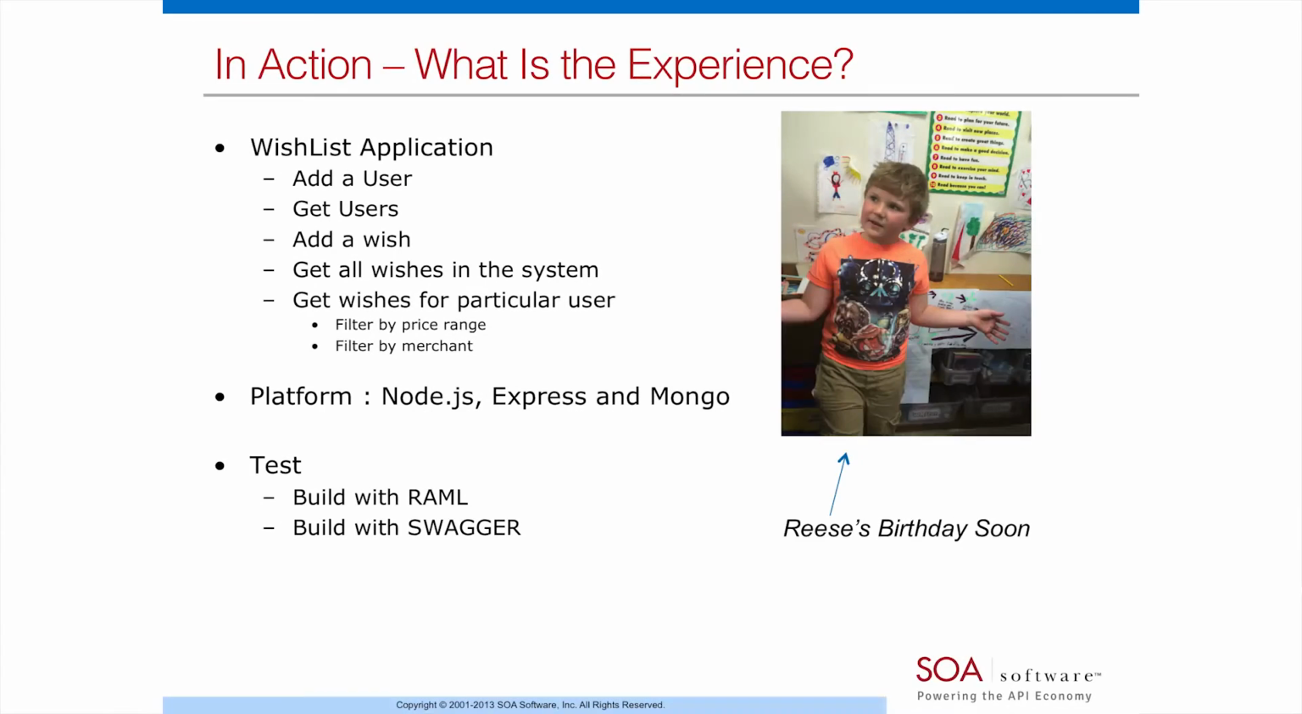So I'm like, okay, well, I need to create an API. I'm going to do it very simple. I'm going to have add users, add a wish, get all wishes in the system, get a wish for a particular user. I decided my platform, just to make it simple, I was going to use Node.js, Express, and a MongoDB. So that's what I was going to implement on. And I was going to run it through top to bottom with RAML, and then I was going to do it with Swagger and see which one was easier and what my experience was.